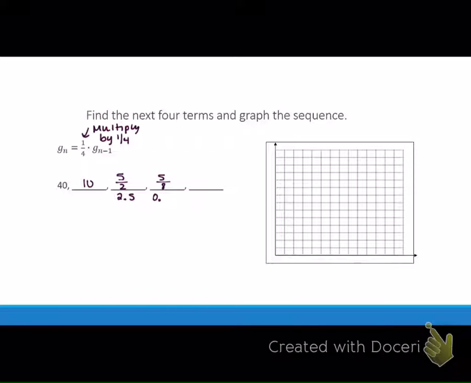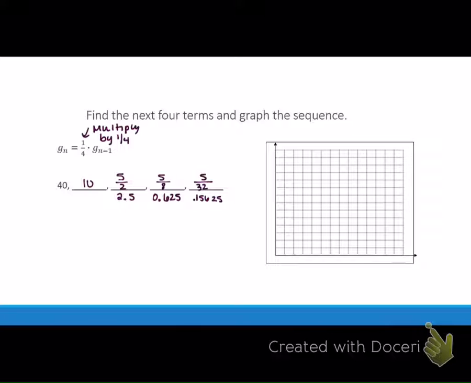What is 5 over 8? So when we go to graph it, it's 0.625. And then the last one is what, Lexi? 5 over 32. Can you get the decimal for me? 0.15625.